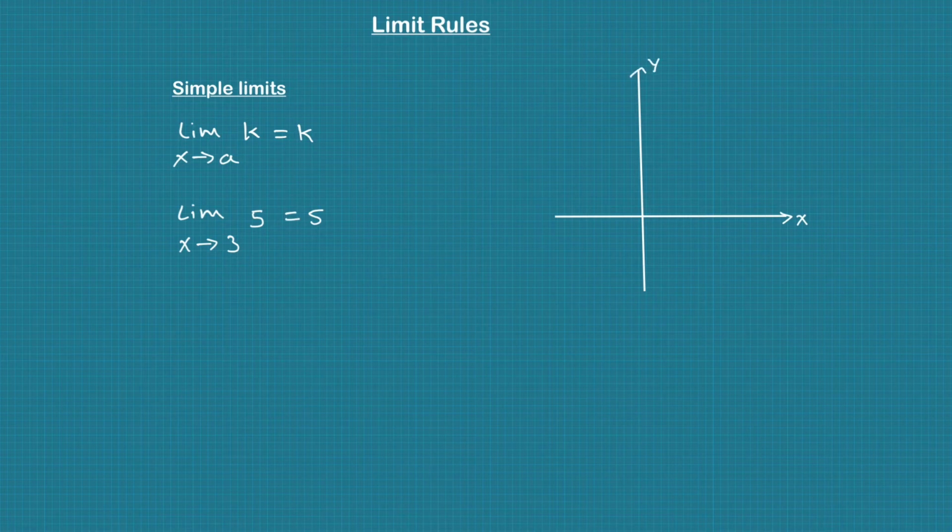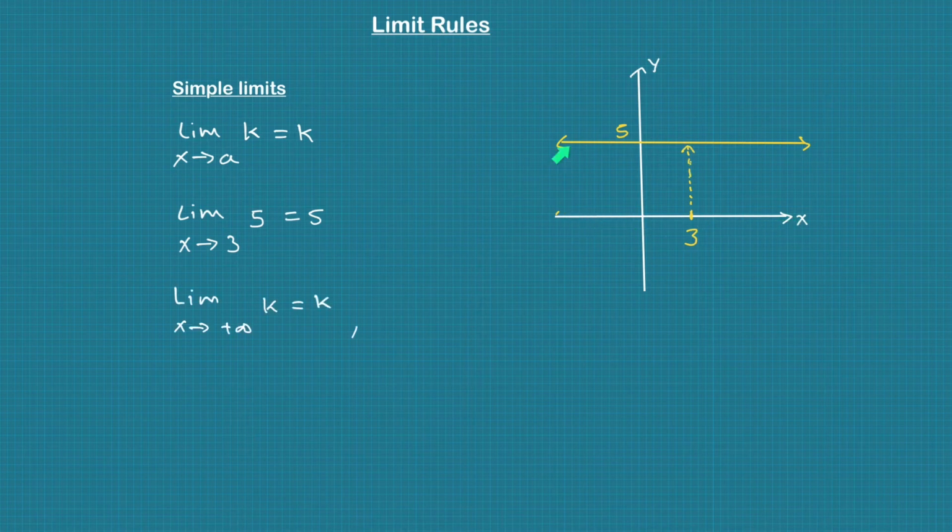The function f of x equals 5 is shown in the graph. It's a horizontal line passing through 5. As x approaches 3 from both directions, the value of the function stays constant.